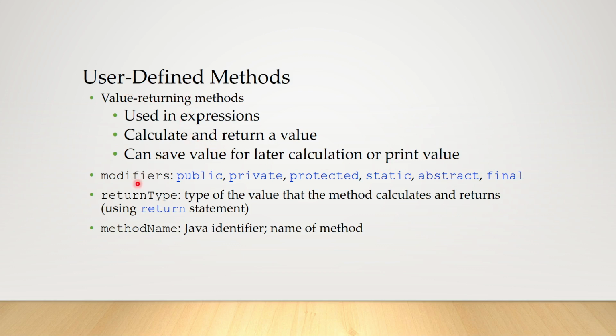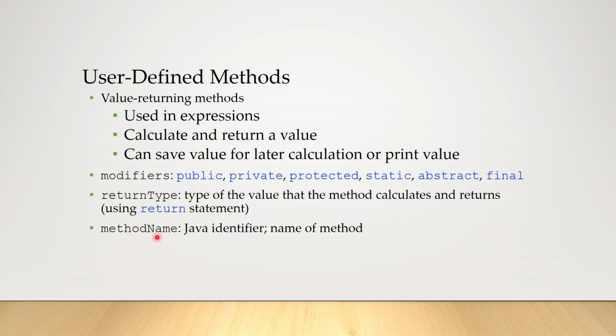So in user-defined methods, we have modifiers like private, public, protected, static, abstract, and final. Public, if you want this method to be accessed outside the class. Private and protected, we will talk about later in a later module. As an overview, private, from the word, is private within the class. Protected is between private and public. Then the return type: we need to specify the return type for our value-returning method, which describes the value being returned.